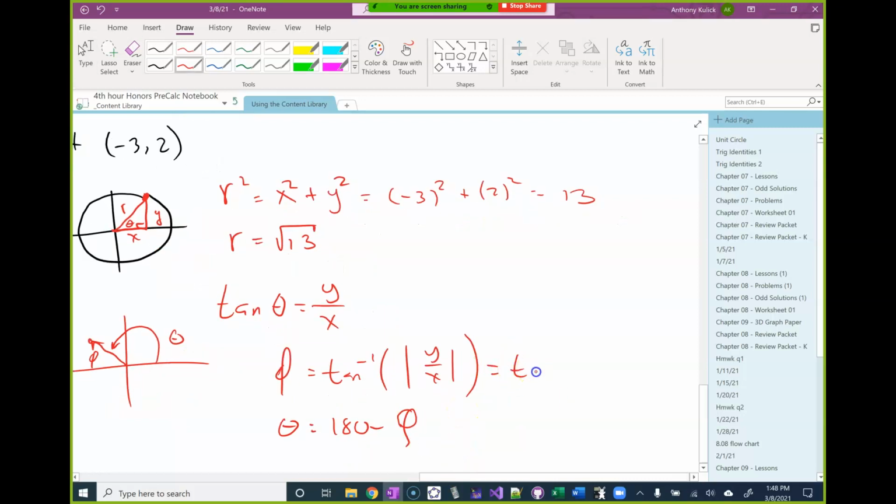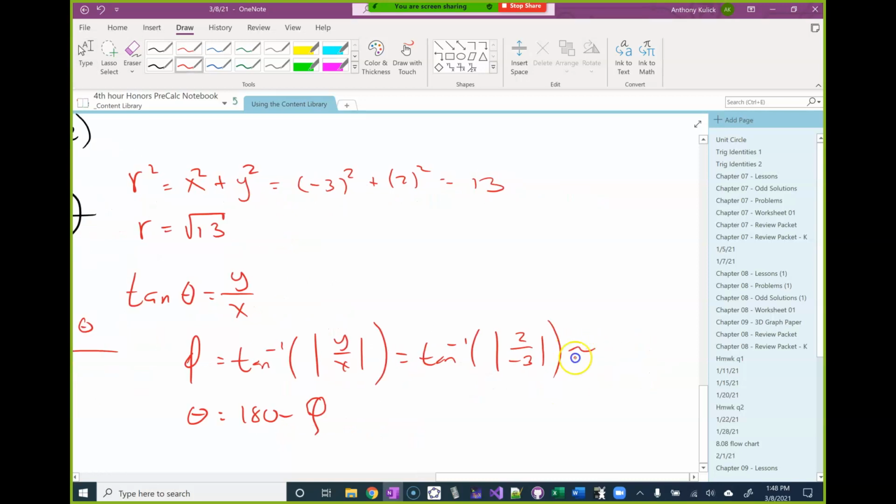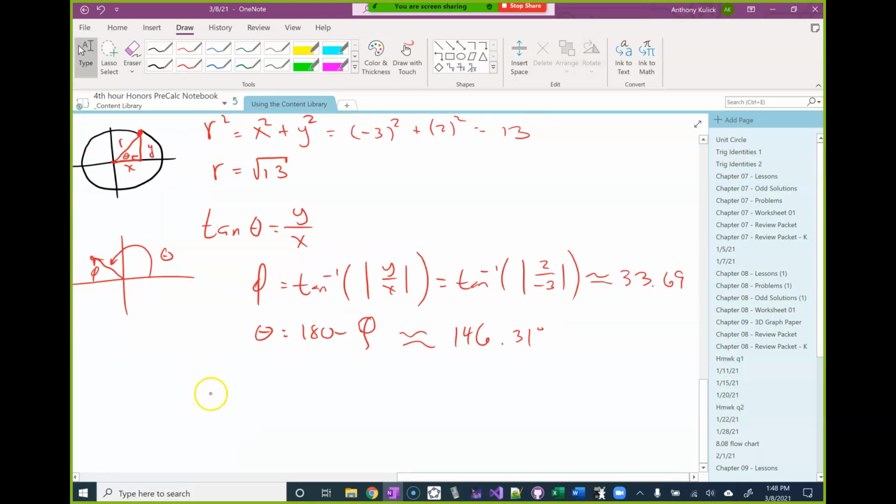So when I do tan inverse of 2 over negative 3, that comes out to be about 33.69. And when I do 180 minus that, I get about 146.31. So I'd say my answer is square root 13, comma 146.31.